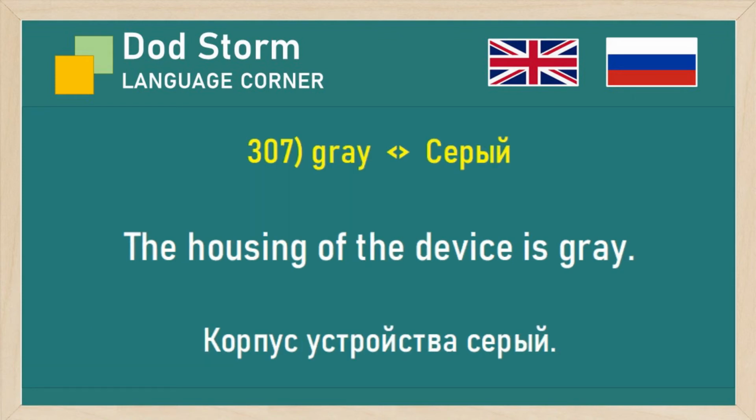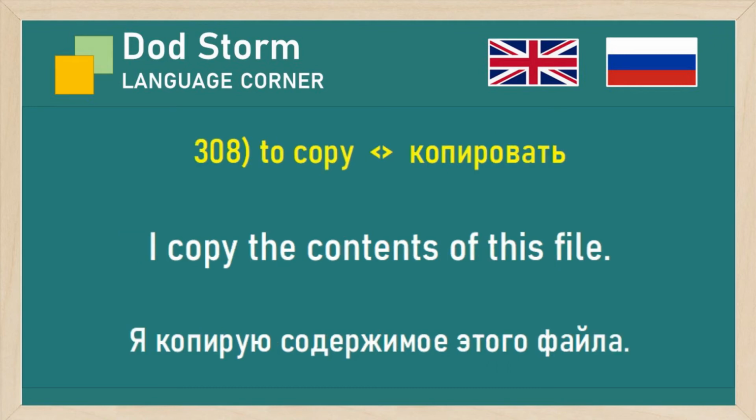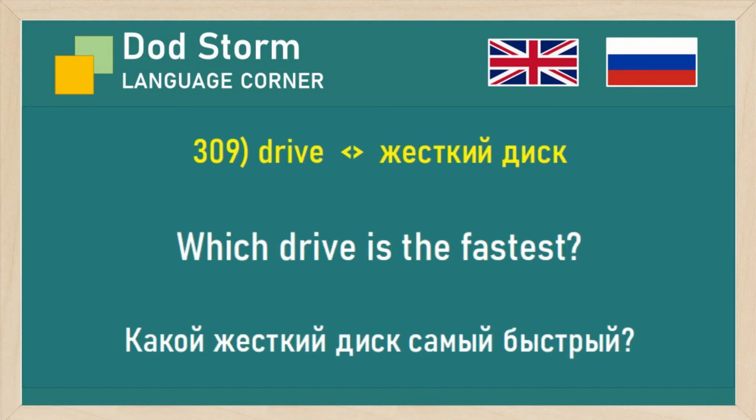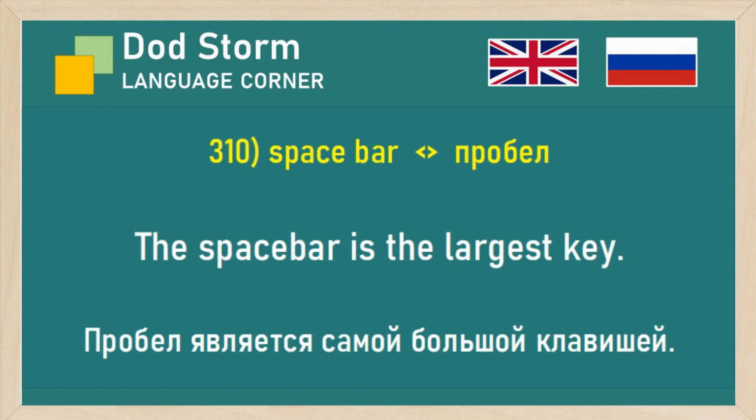The housing of the device is gray. I copy the contents of this file. Which drive is the fastest? The spacebar is the largest key.